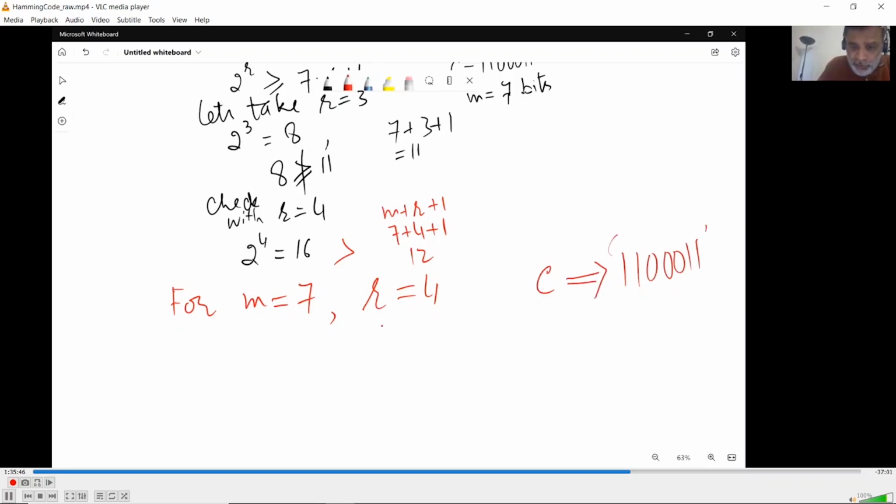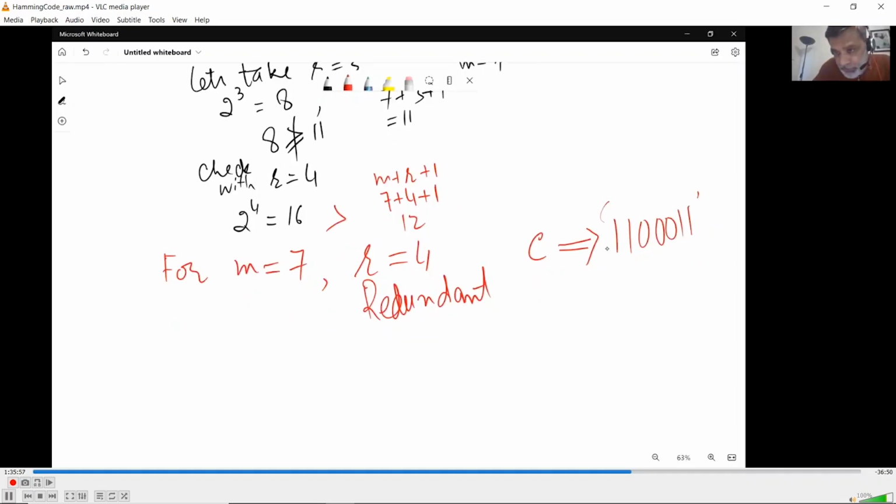So it means we have 4 redundant bits. I write it. Now the problem is where we have to put these redundant bits. Naturally, should those redundant bits be at the start of these 7 bits, or at the end of these 7 bits? That's the question. So the redundant bits, which you have to put for error correction and detection.